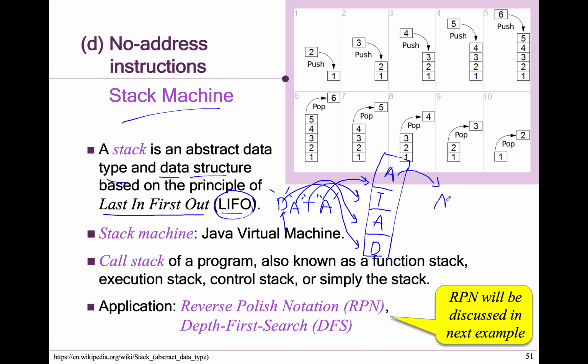So this one will be A, second will be T, A, and D. This will be using the principle of LIFO.